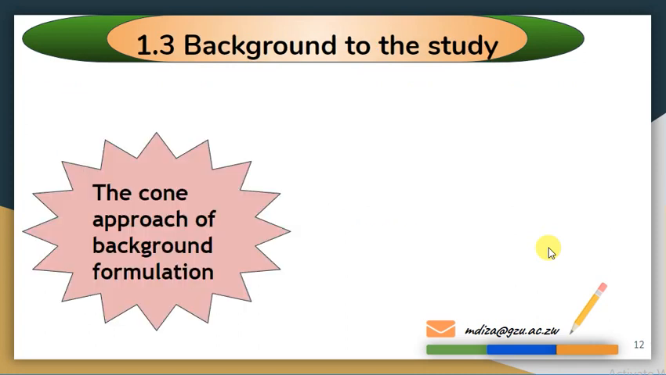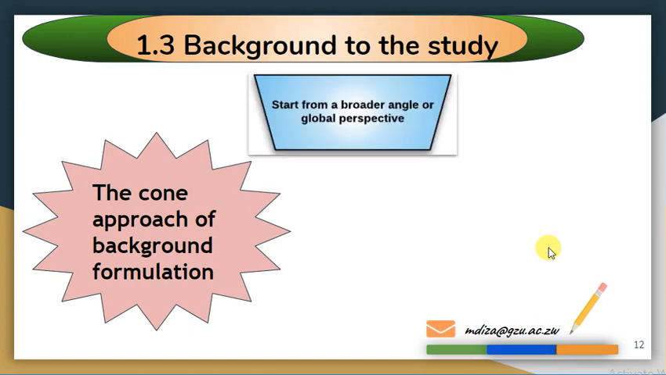As a general tip, you can adopt the cone approach of background formulation. Start from a broader angle or from a global perspective as far as your topic is concerned. What are the issues on the international markets as far as inflation and economic growth are concerned? So you look at your topic from a global perspective or from a wider angle.